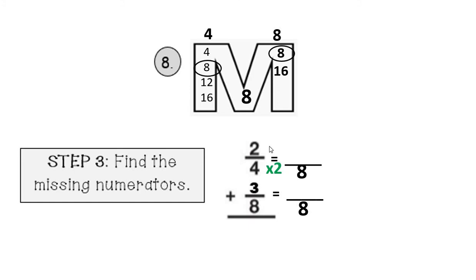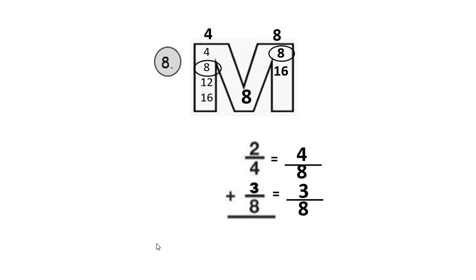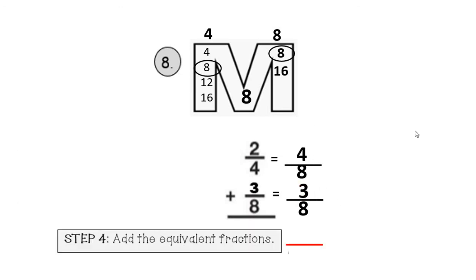That would be times 2. Multiply by 2 on the top, and I get 4. So 2/4 is equivalent to 4/8. And down below, this was already equal to 8, so it's really easy. I just rewrite it so that it's in the same column. And now step 4 is to go ahead and add those up. So 4/8 plus 3/8 gives me 7/8 as my final answer.